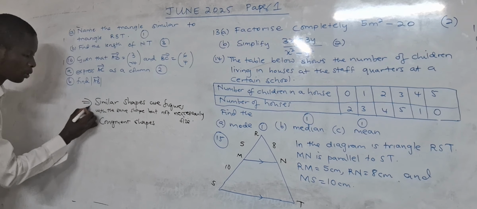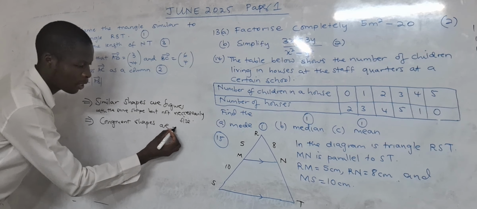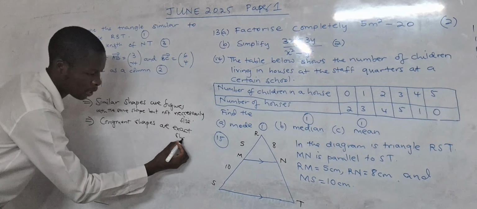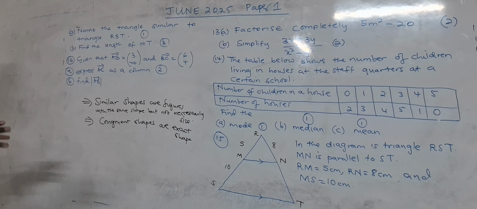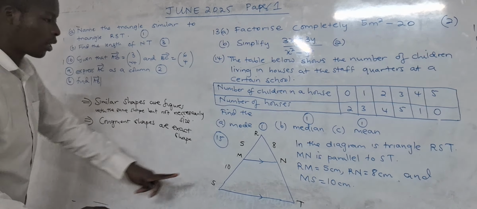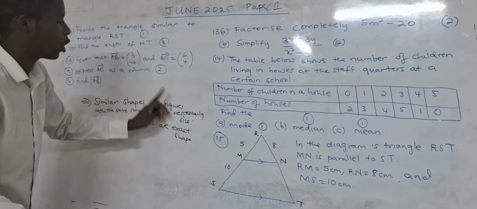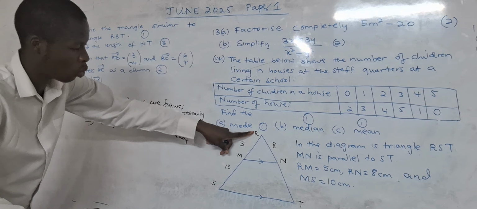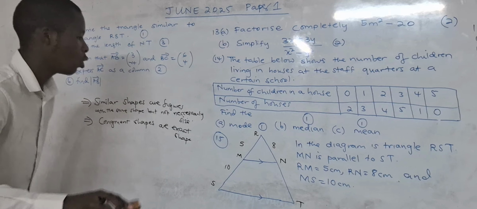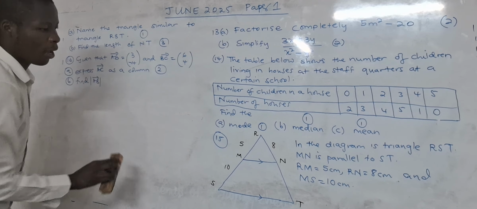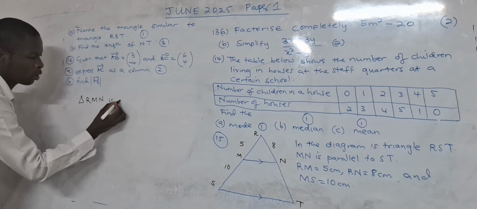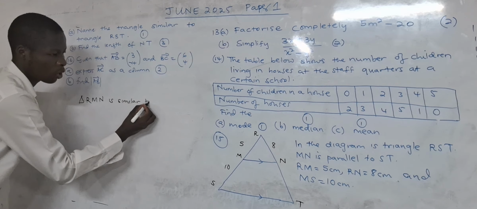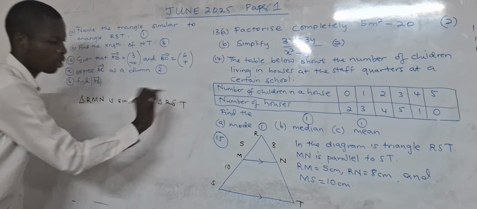Then congruent shapes are exact figures. They have the same shape, and at the same time they have the same size. So in this case, we want to find the triangle which is similar to RST. So triangle RMN. Triangle RMN is similar to triangle RST, which is true.